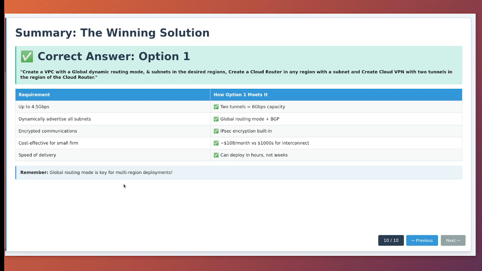When you see hybrid connectivity questions, always check three things. First, bandwidth requirements versus the solution's capabilities. Second, the routing mode implications for multi-region setups. And third, cost considerations for the organization size mentioned.